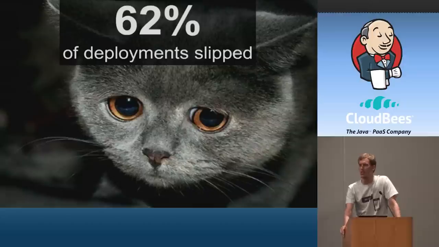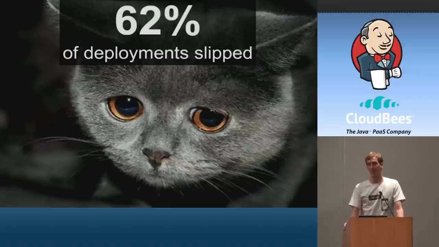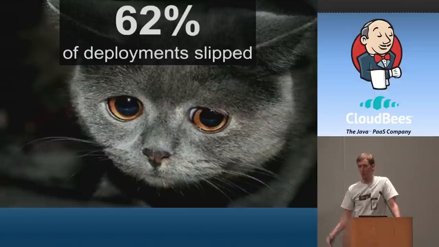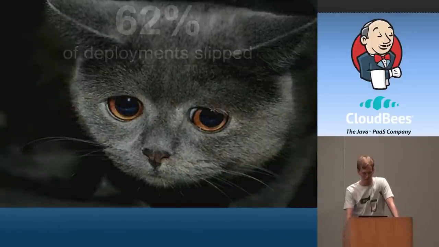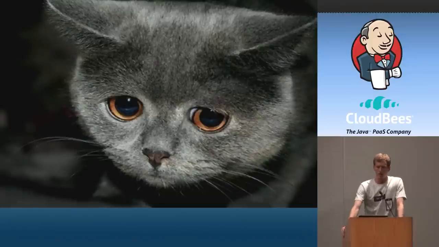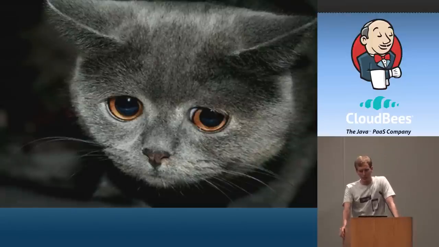Because of this, around 62% of our deployments would slip their intended release date. As an engineering organization, we couldn't tell the CEO or the product owners or anybody when something would get out with any sort of certainty, because we would just be guessing as well as they could. And this causes a really interesting culture within the company, where people start to lose their confidence in engineering's ability to get things done. So I was pretty frustrated with this.